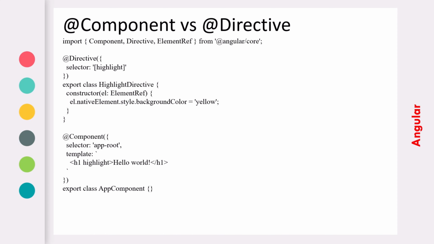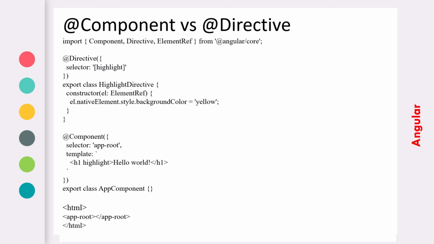In other words, the directive modifies the behavior of an existing element. This is an existing element and we are changing the behavior of it. While the @Component is a complete element in itself. To use the highlight directive, we simply add the highlight attribute to an existing element. This is the highlight directive, and we are adding this selector to an HTML element. This will cause the highlight directive to modify the background color of the H1 element to yellow.